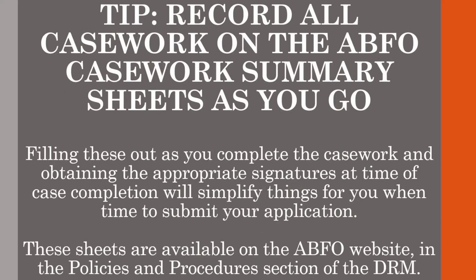The ABFO has casework summary sheets that will be part of your application, and those sheets have dates, case numbers, agencies, and other information on them, as well as a signature for approval by the appropriate agency. It is so much easier to fill those out as you complete the casework. Don't wait until the month before the application is due to get all these sheets filled out and get all the appropriate signatures, because it will take a lot of time and be potentially frustrating if you're trying to get a signature for something you did 4 or 5+ years ago.